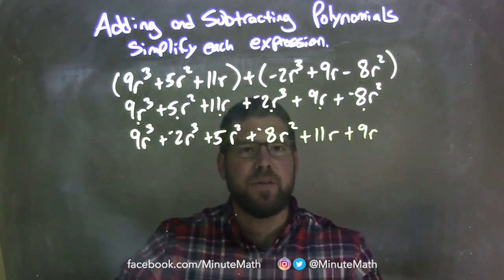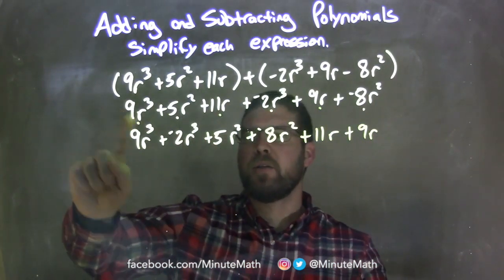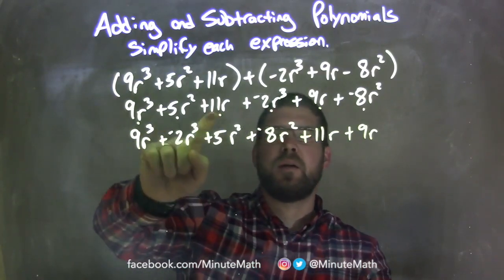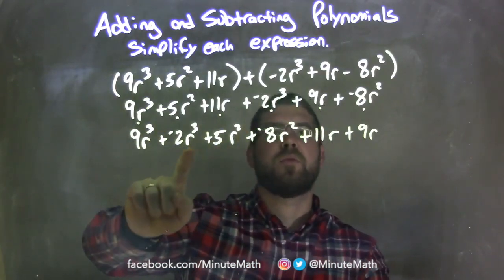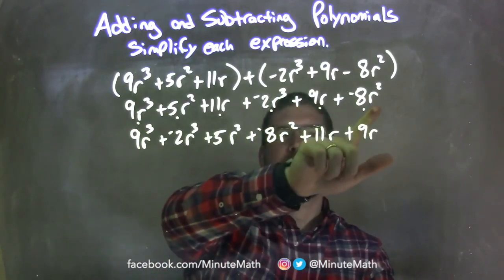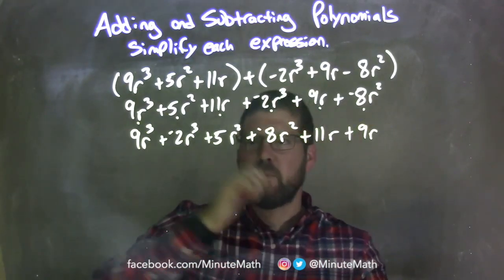And I should have everything. Let's double check. 9r to the third is right there, 5r squared is right there, 11r is right there, negative 2r to the third is right there, 9r is right there, and negative 8r squared is right there. Brought everything down.